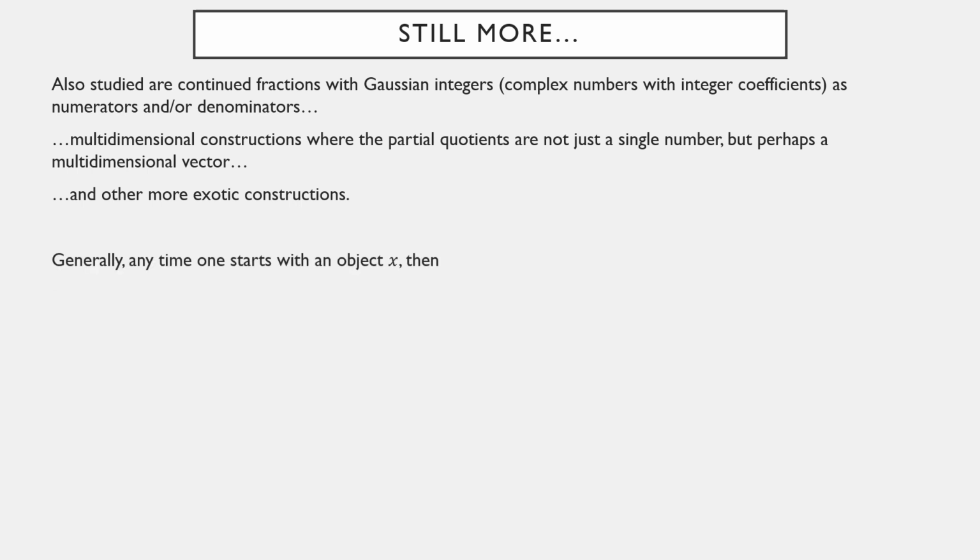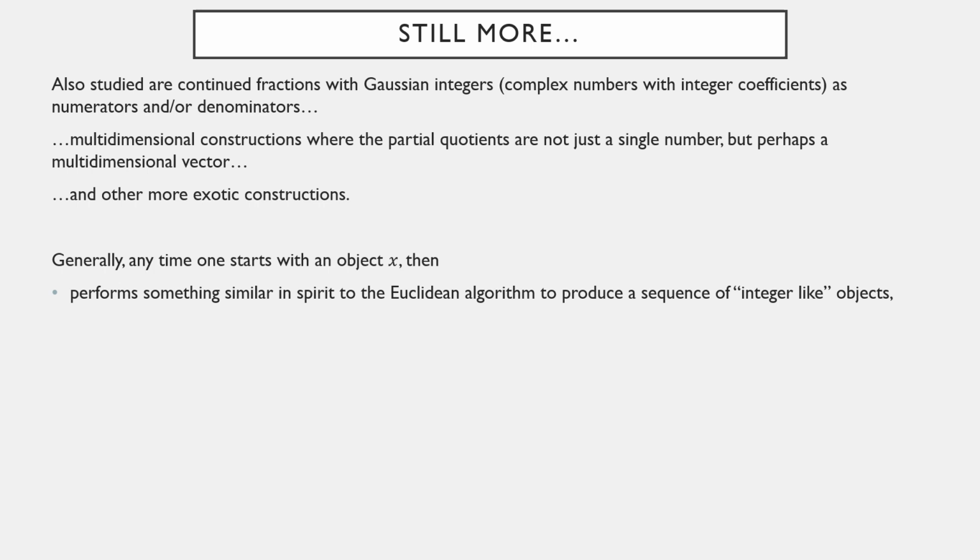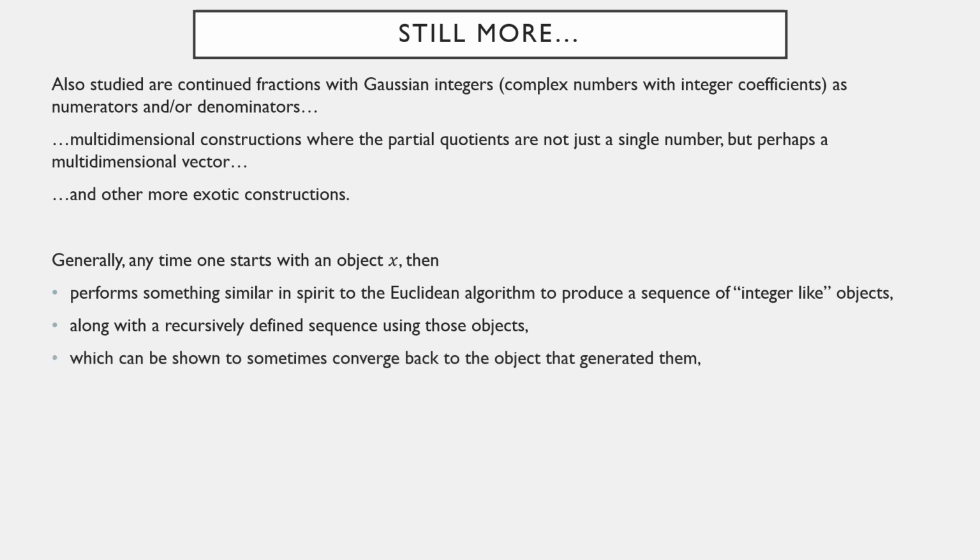Generally, if you have an object and you do something similar in spirit to the Euclidean algorithm to produce a sequence of integer-like objects, and then you have a recursively defined sequence using these integer-like things that you spit out, which sometimes converge back to the original object that generated them, that's called a generalized continued fraction. Start with a thing, spit out objects to recursively define approximations that hopefully converge back to the object. This is your generalized continued fraction in general.